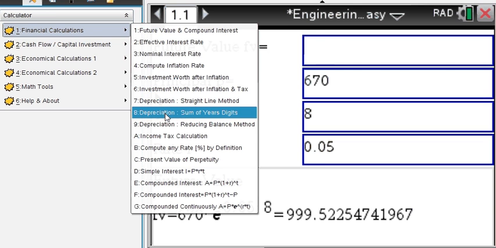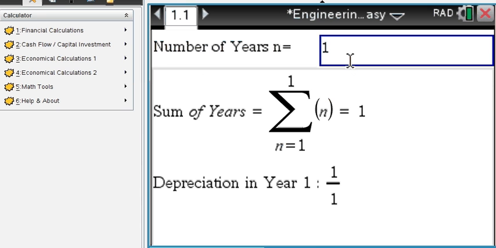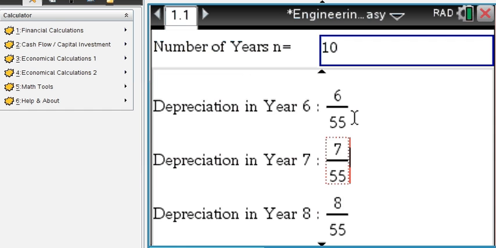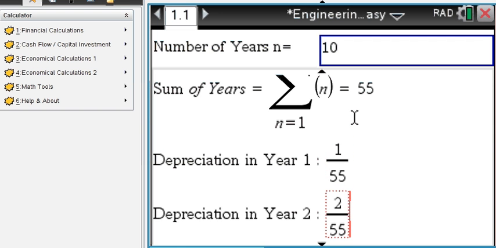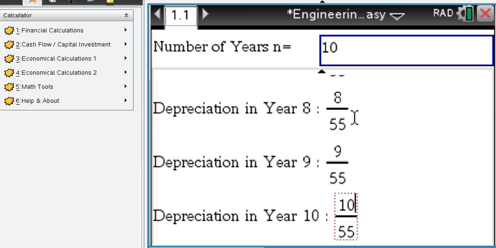So let me give you some other ideas. Okay, how about depreciation using the sum of digits method? If you use, let's say, 10 years, the first 10 integers add up to 55. That then means the depreciation in year 1 is 1 over 55, in year 2, 2 over 55, etc., down to the 10th year.